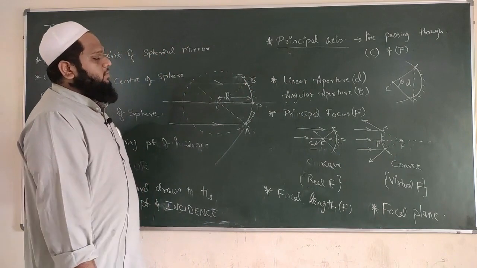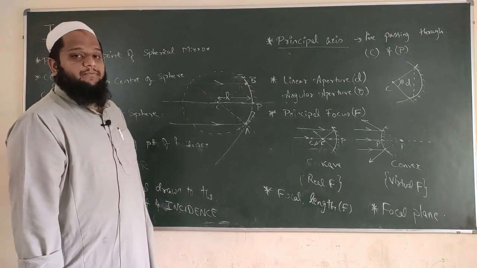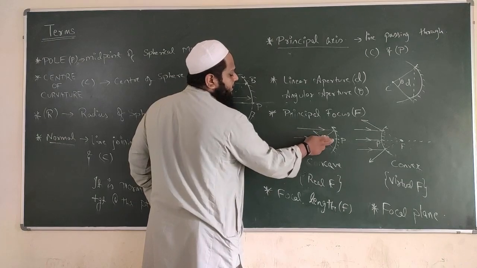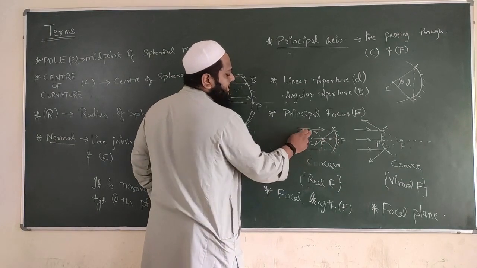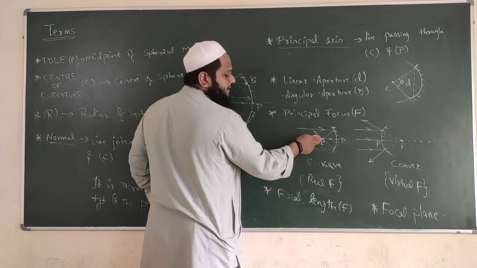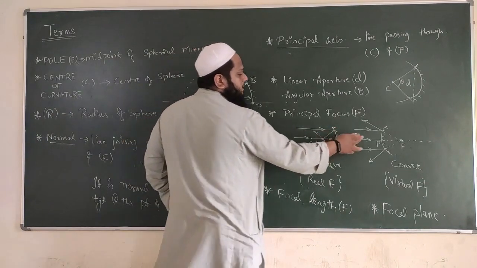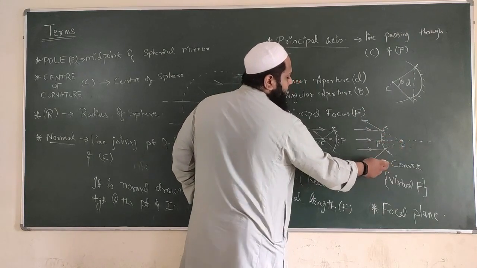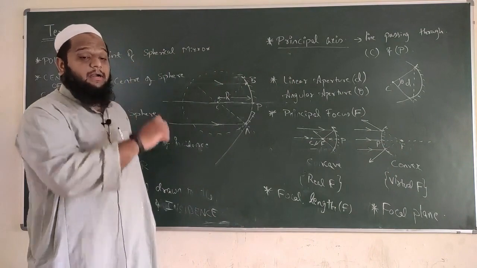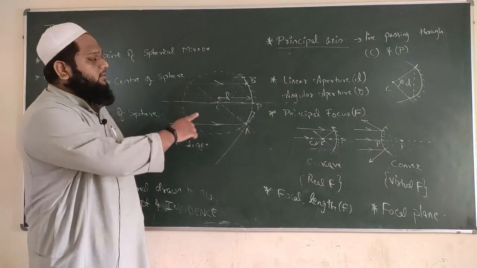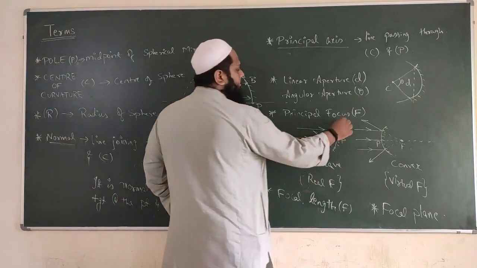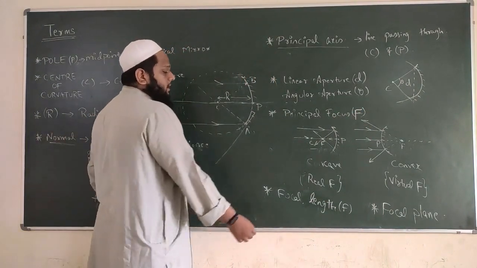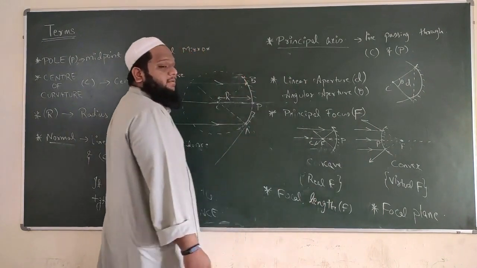I hope principal focus is clear. How do you define principal focus? When parallel rays are incident on a mirror, the rays converge at a point in case of concave, and they appear to diverge from a point in case of convex. Then the point is called principal focus, denoted by capital F. Now, here I have written something called real and virtual.